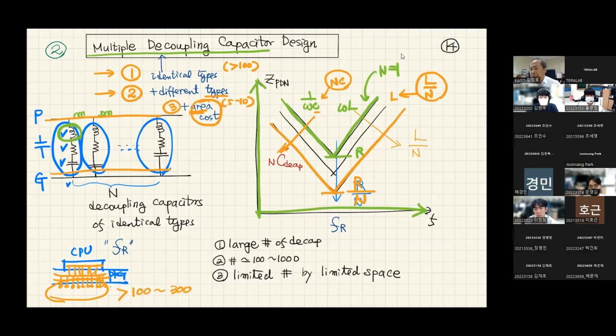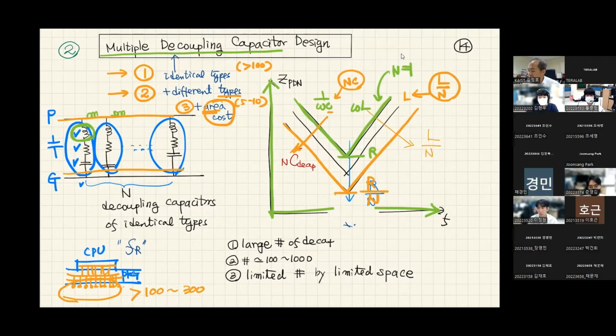So by placing the same decoupling capacitor in large numbers, the resonance frequency will not change. It will stay there, but overall, from low frequencies to high frequencies, impedance will be lowered.